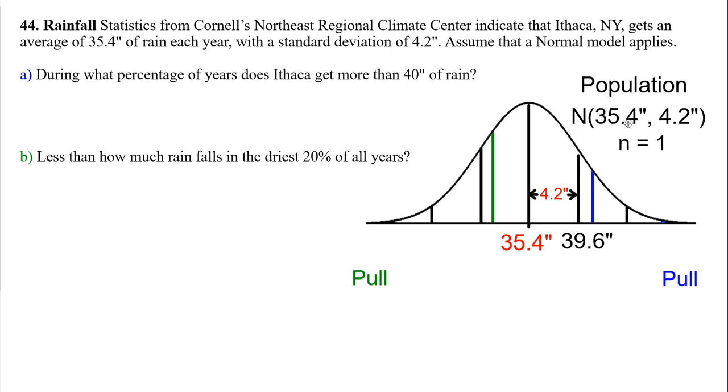Okay, so first part A says, during what percent of those years does Ithaca get more than 40 inches of rain? So I graph this out. This is the average, right? One standard deviation is here. We want to know what's the percentage of the years that Ithaca gets more than 40 inches of rain. Well, that's going to be 4.2 inches above this, more than 1 standard deviation. So it would be something about right there.